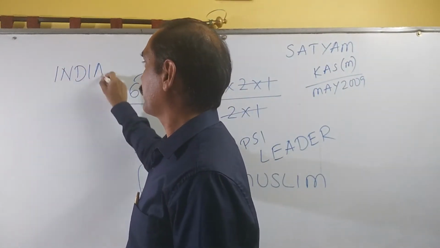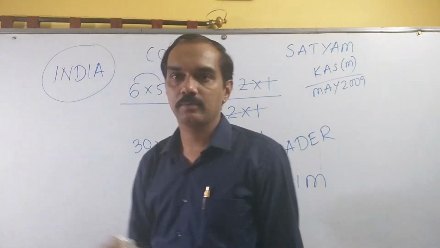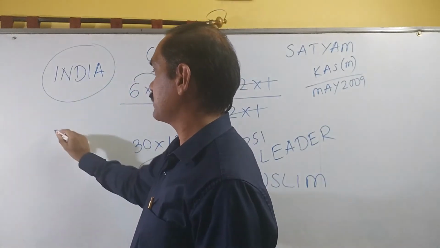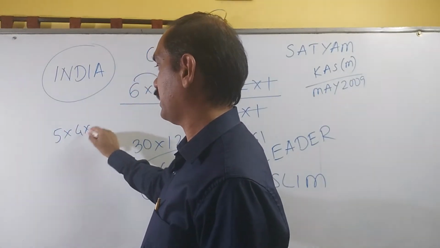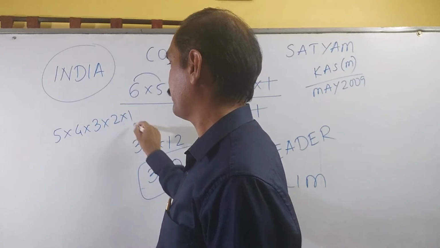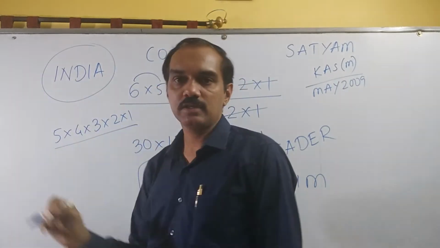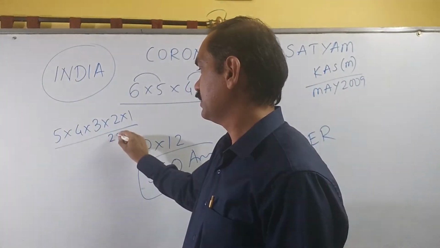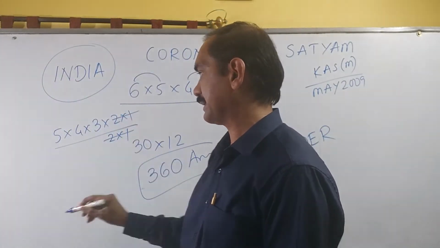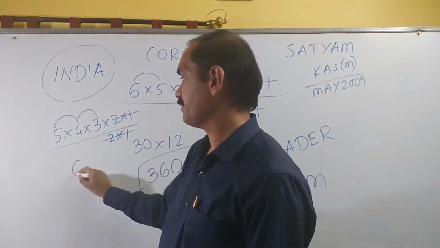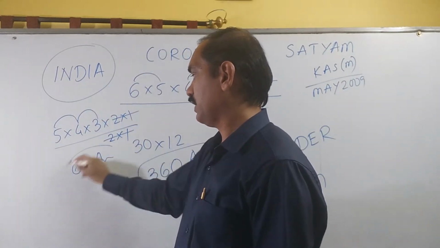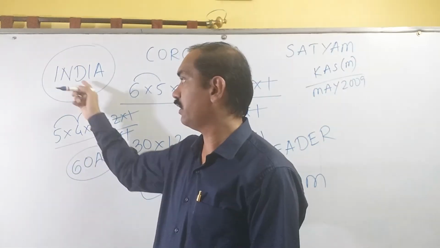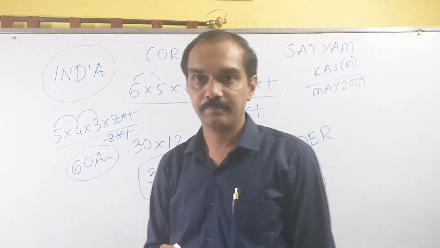India. How many different words can be formed by using all the letters of the word India? 1, 2, 3, 4, 5. 5 letters are there. Start with 5, go till 1: 5, 4, 3, 2, 1. Coming to the repetitions, only I is repeated here. I is repeated how many times? 2 times. 2 into 1. 2, 1, 2, 1 will get cancelled. 5 4s are 20, 20 3s are 60. So we can write 60 different words by using all the letters of the word India, with or without meaning.